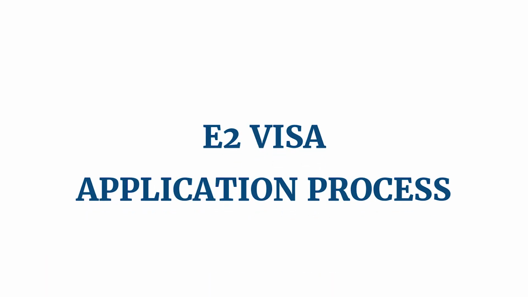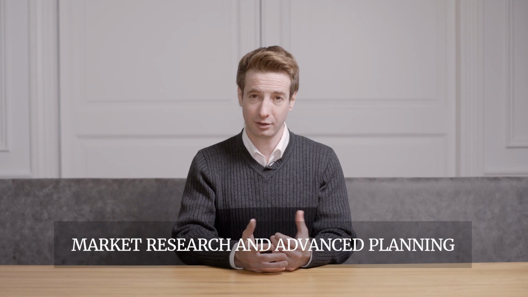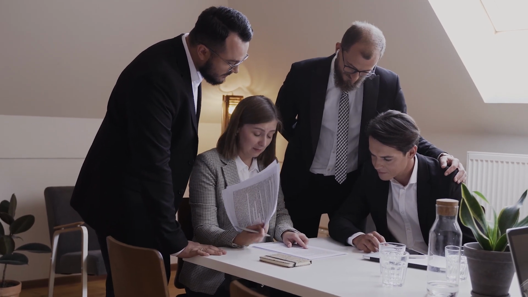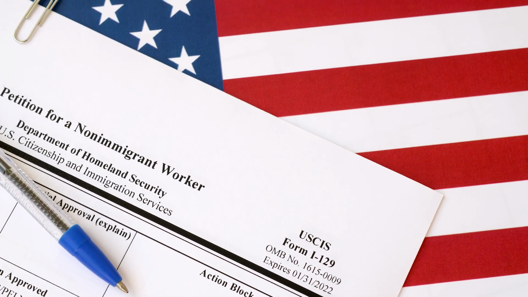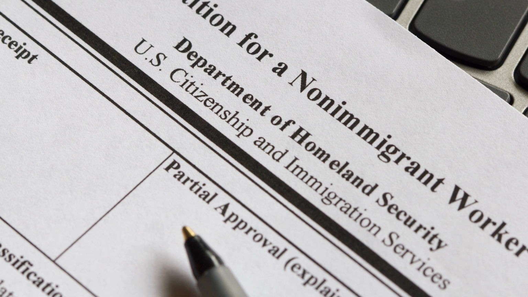Application process. Because E-2 approval is reliant on the development of a business, the entire process requires complex calculations, market research, and advanced planning. As such, interested parties are encouraged to consult with legal counsel and advisors as early in the process as possible. Interested investors can petition for E-2 classification through Form I-129 to change their status from another legal classification if already in the United States, or by filing Form I-129 from outside of the United States.